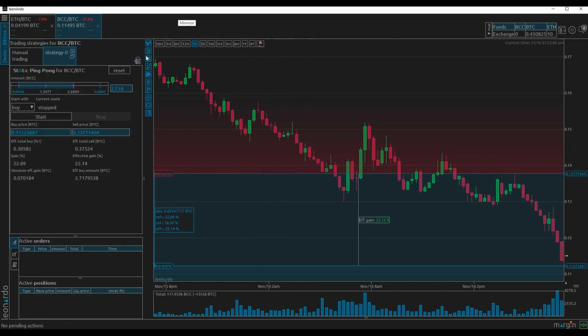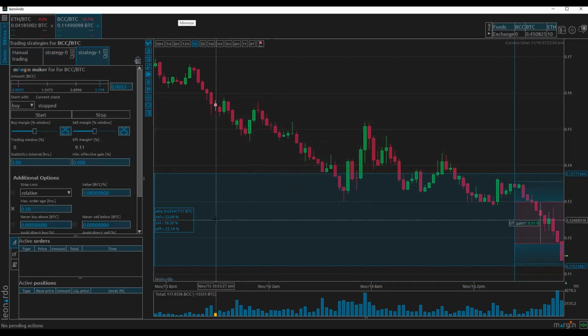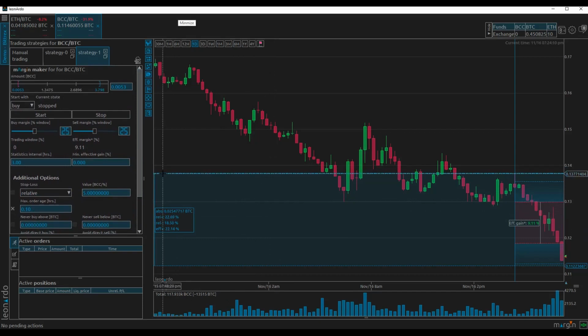Perfect. Now the other strategy that you can use is the margin maker, and this is a little bit more dynamic. It's a little bit more interesting, but it's not a very complex bot. Unfortunately, it doesn't really follow trends, but it still works pretty good. It has a lot more options available, and I'm going to try to explain them a little bit. So you start by, again, selecting how much Bitcoin Cash you want to buy. So let's say I want to do this, and then you can either start by buying or selling the coin you have. And here, this is the buy margin and the sell margin.